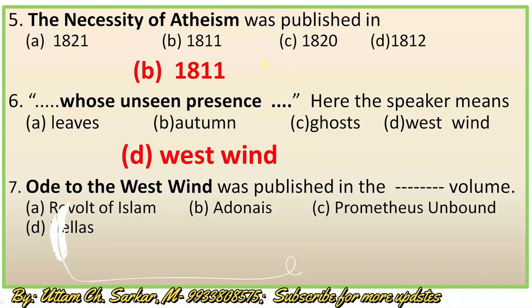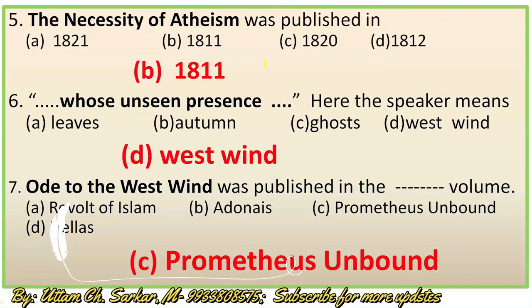Next, question number 7. Ode to the West Wind was published in the dash volume. We know that Ode to the West Wind was published in 1820 in the volume named Prometheus Unbound. So the right option is C, Prometheus Unbound.